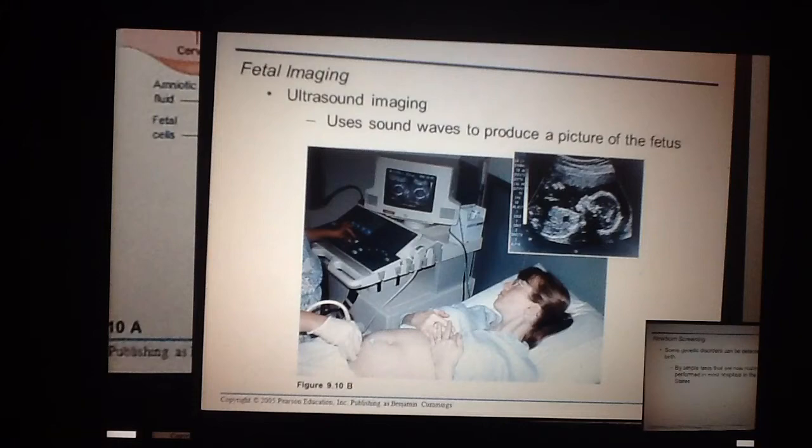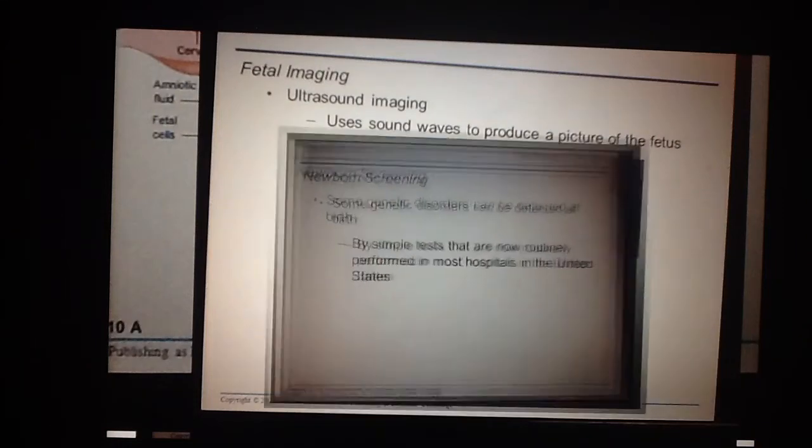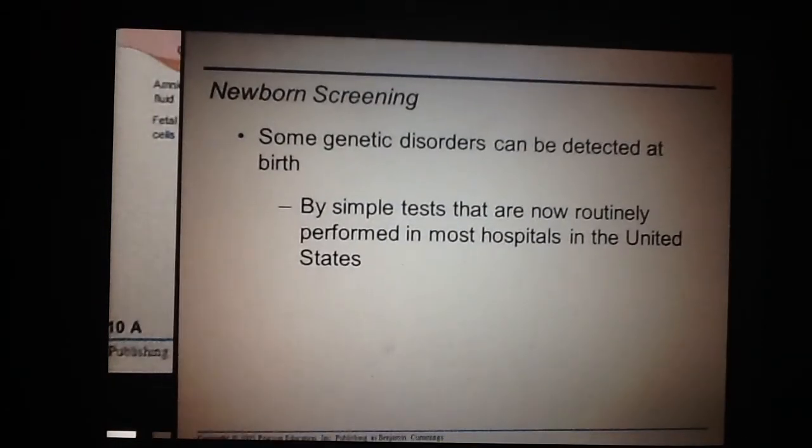The last thing that happens is when a baby is born, we do newborn screening. There are some genetic disorders that can be detected at birth. One of the best examples is PKU, phenylketonuria, which is detected by a simple blood test. However, if a child has PKU and it's unidentified, they can actually become mentally disabled because they've been exposed to phenylalanine, a product that's found in food and breast milk.